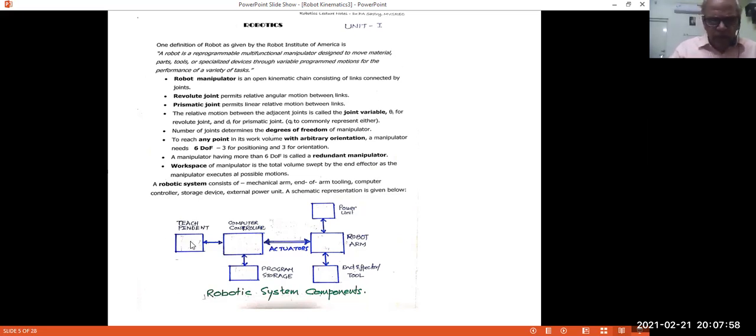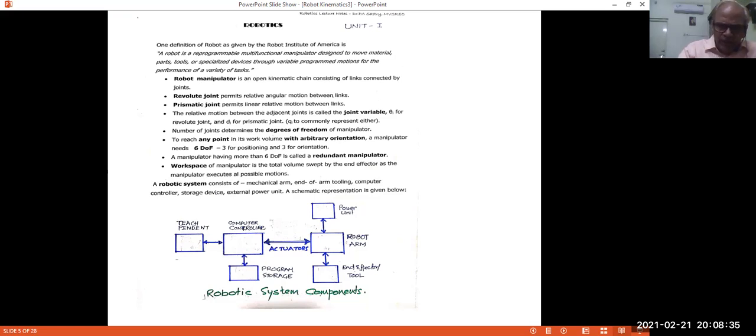The teach pendant is one where, particularly in pick and place type of operations, you operate this teach pendant so that the end effector will go to the particular position you want, and then the gripper operations and all are performed by the teach pendant. And the positions of these joint variables at that point are recorded, and then it is again taken physically to another point by operating various switches on this teach pendant, and then the positions at that point are also recorded.